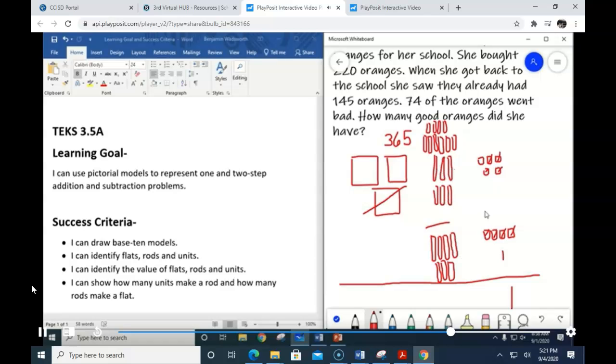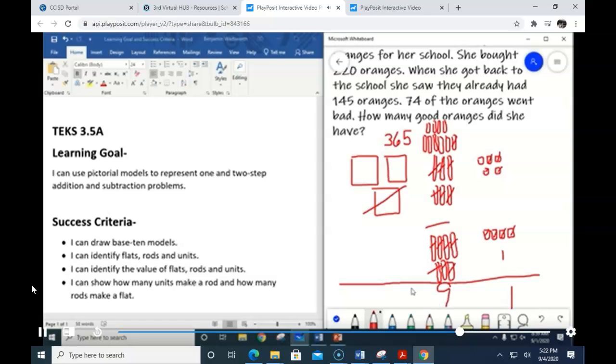Can I take 7 away from 16? I most certainly can. And we can use the same way we did over here with these rods, right? So 1 to 1, 2 to 2, 3 to 3, 4, 5, 6, 7. How many are we left with? 1, 2, 3, 4, 5, 6, 7, 8, 9.